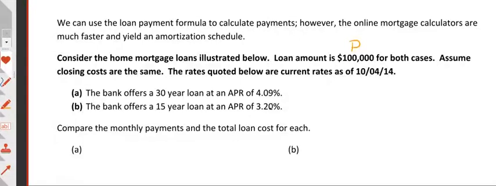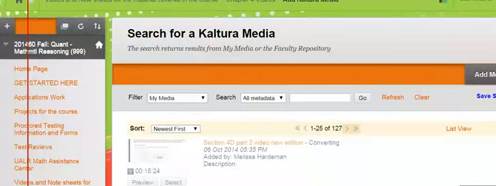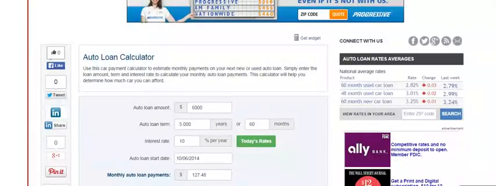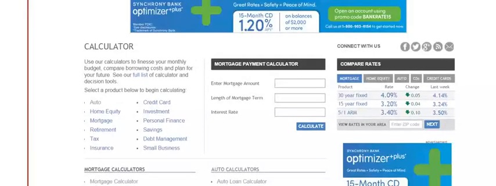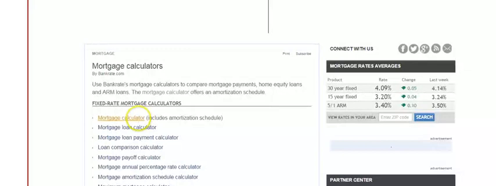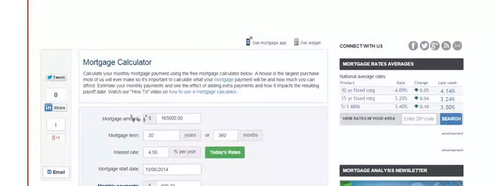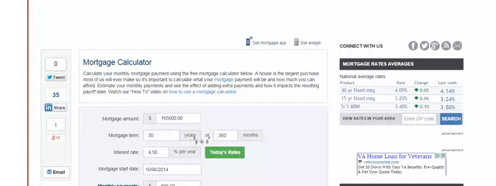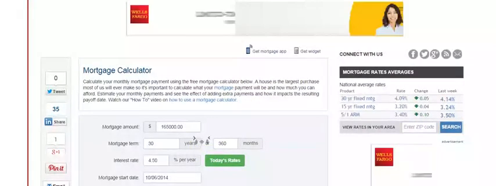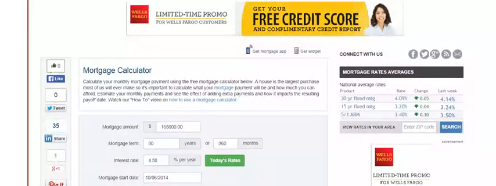So I want you to go to the mortgage calculator, and I'm going to choose the mortgage type calculator, the one that includes the amortization schedule. And I want you to fill in your information, take some time to do that like we did with the previous problems, and come up with your monthly payments. So I'm going to pause it while you do that.